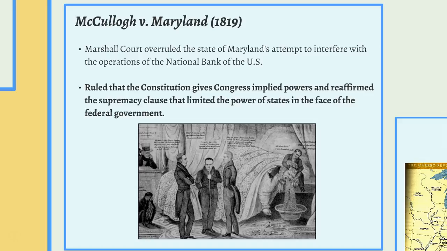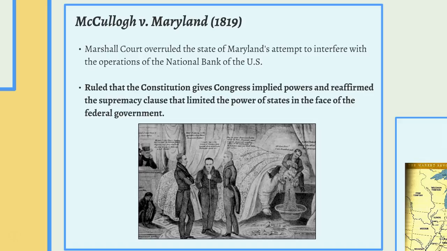The Supreme Court of Chief Justice John Marshall, remember guys, that Marshall Supreme Court has very, very distinct ideas about the expansive powers of the federal government. In this case, that court absolutely ruled in favor of the national bank, but it went even further than that. The court ruled that the Constitution gives the Congress of the federal government all sorts of implied powers. And it also reaffirmed the Supremacy Clause.